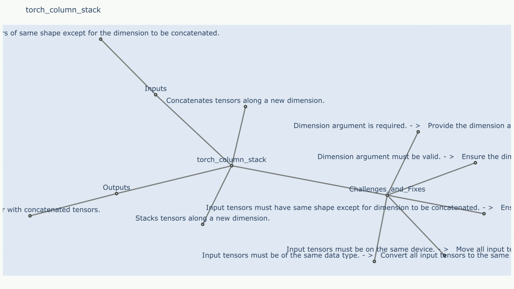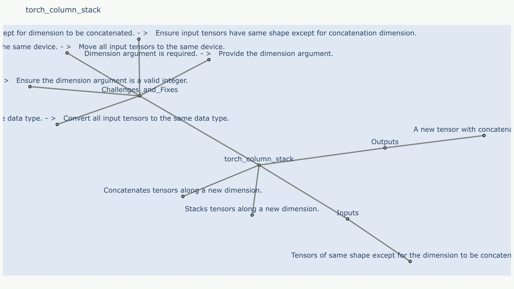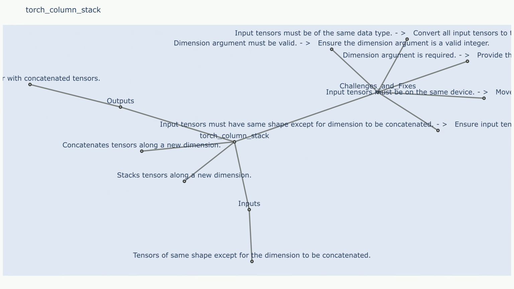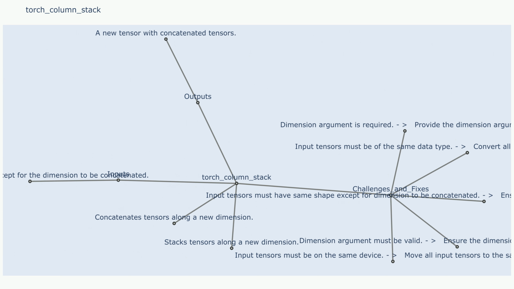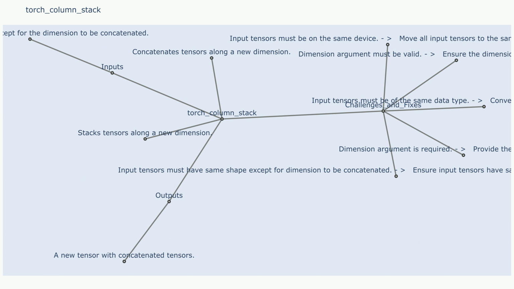Challenges and fixes. Challenge 1. Input tensors have different numbers of rows. Sample use case: torch.column_stack(torch.tensor([1, 2, 3]), torch.tensor([4, 5])). Fixes: ensure all input tensors have the same number of rows. Use torch.transpose or torch.reshape if necessary to modify the dimensions of the input tensors.